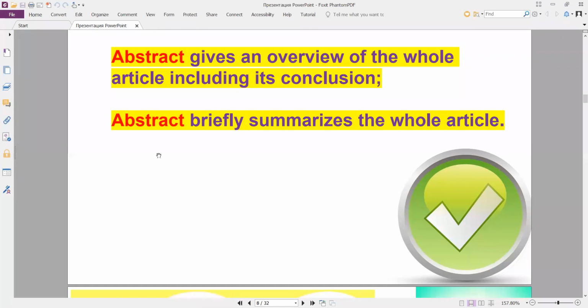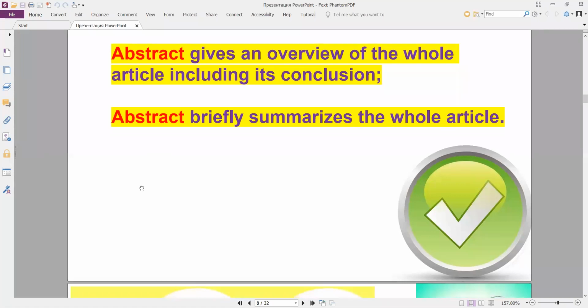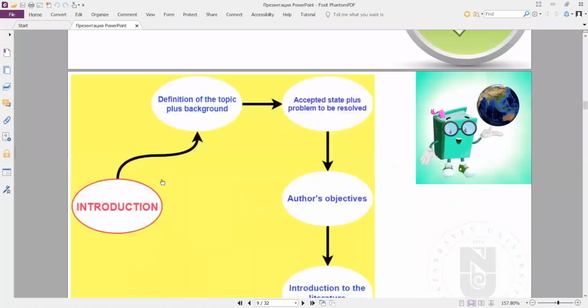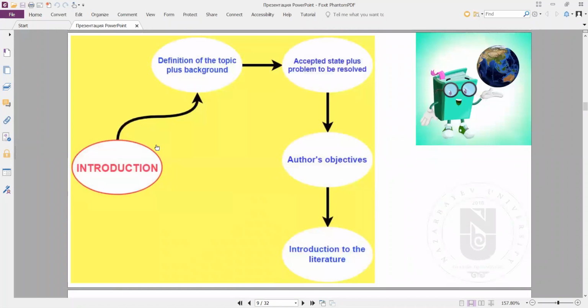Some words about the methods you have used. Some words about your findings, for sure. Some words from your discussion and conclusion. This part is very important because at this stage you want to sell your article, and the abstract plays a very, very important role in this. Okay, now let's look at the introduction.